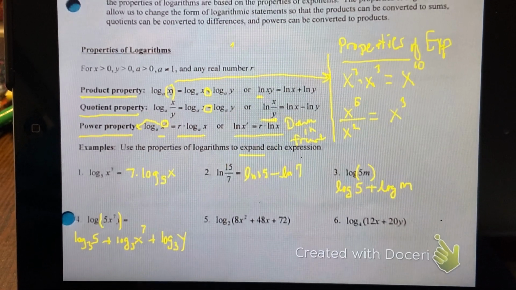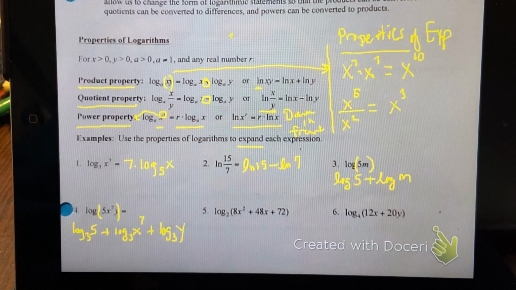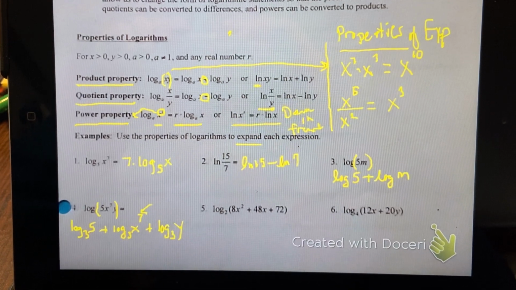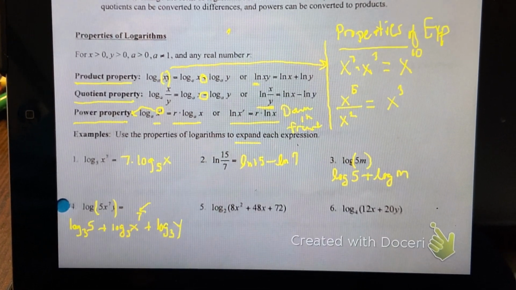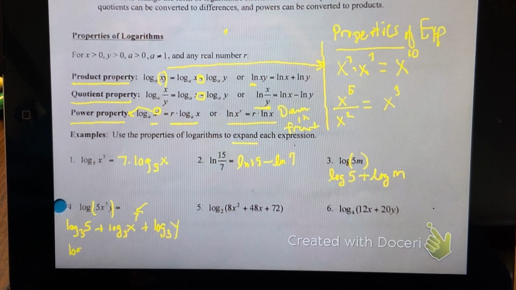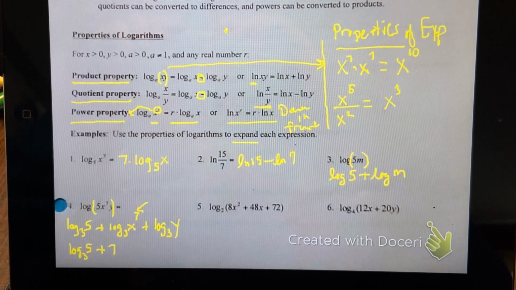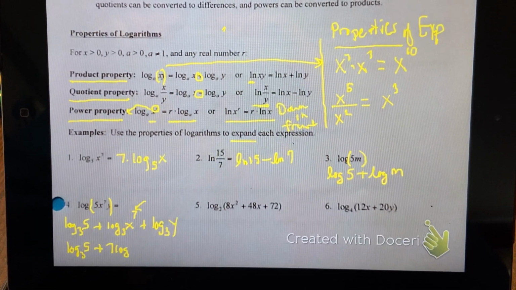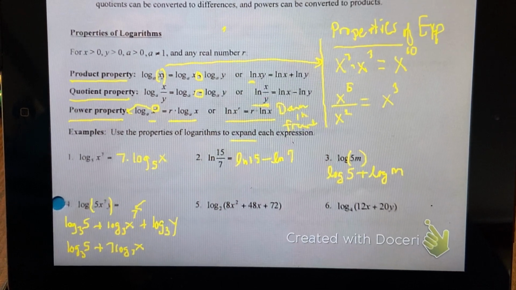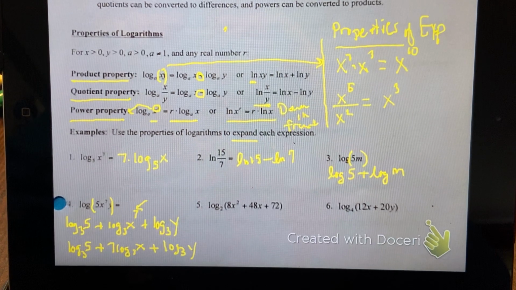And I'm almost done. The only thing I have to do is fix x to the 7th. The 7 is in the way, so I need to move him down in front. So I'm looking at log base 3 of 5 plus 7 log base 3 of x plus log base 3 of y.